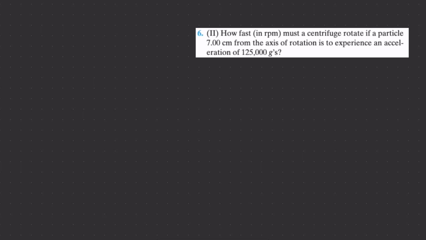And to do that, I'm going to just multiply it by 9.8. That's going to leave me with an acceleration of 1,225,000. All right, so that must be my centripetal acceleration. That said, I'm also going to write down the fact that I know my radius. That's going to be equal to 0.07 meters. I quickly converted 7 centimeters to meters so we can stay in SI. So let me write down my units for acceleration, meters per second squared.